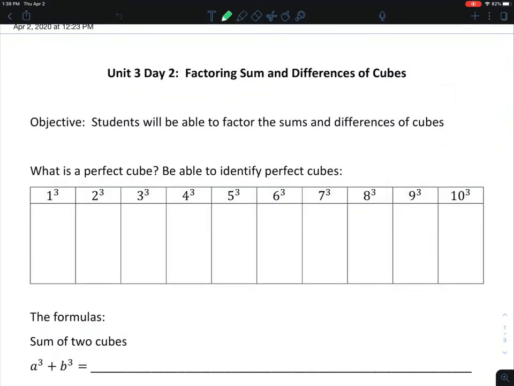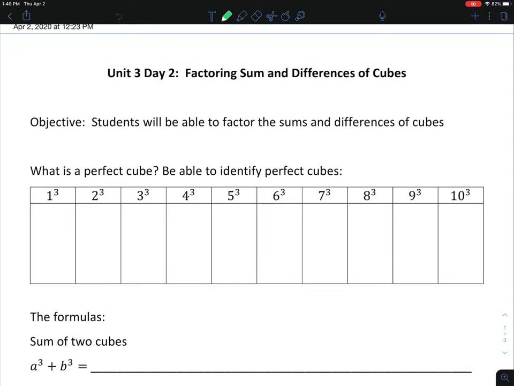Today we're going to look at factoring the sum and difference of cubes. So we've talked about factoring the sum and difference of squares, but let's look at the sum and difference of cubes. The first question is, what is a perfect cube? To be able to identify perfect cubes, we just want to go through this.